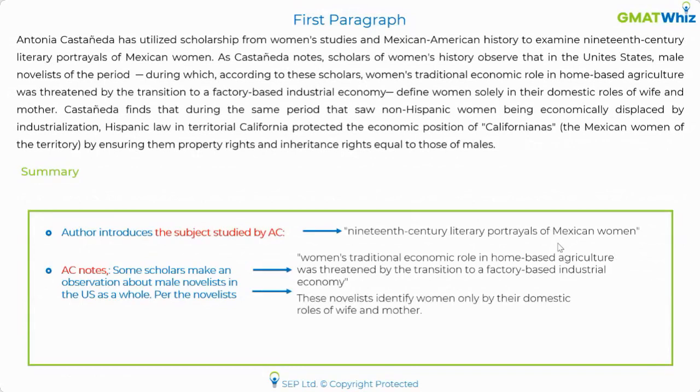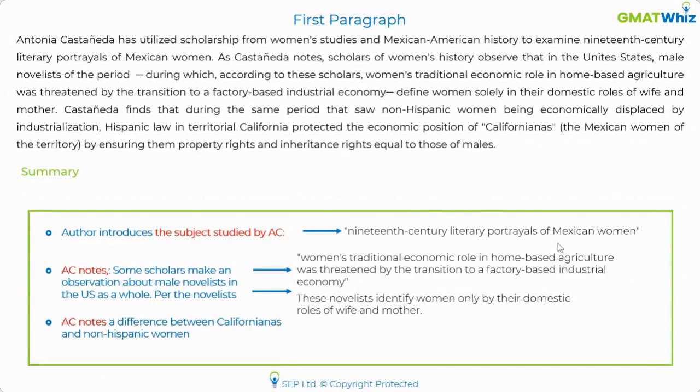The author mentions industrialization and how it hit the home-based agricultural economy. And finally, Castaneda talks about Mexican women called Californianas, how their economic position was protected by the Hispanic law, but the law generally did not protect the non-Hispanic women.